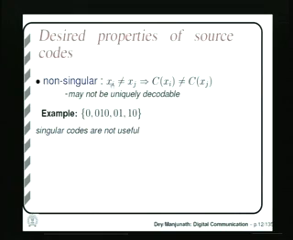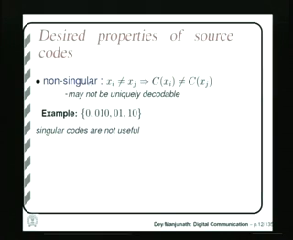Okay. So, here are some desired properties of source codes. Obviously, 2 different symbols should not be coded into the same code, because if done that way, if we receive a code word, we will not be able to decode the code properly at the destination. We will not know which one of these 2 was transmitted, because the codes for both these symbols are the same.